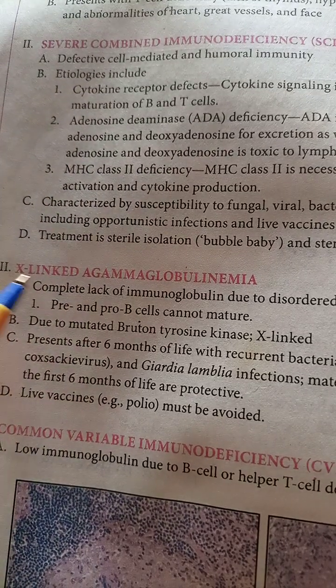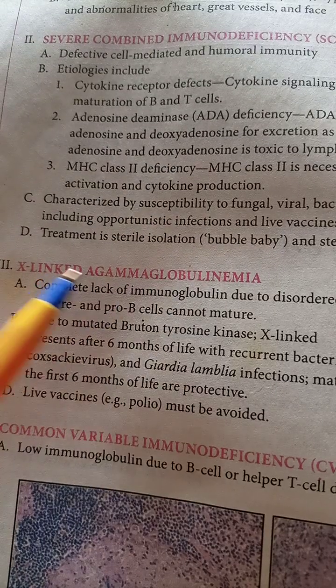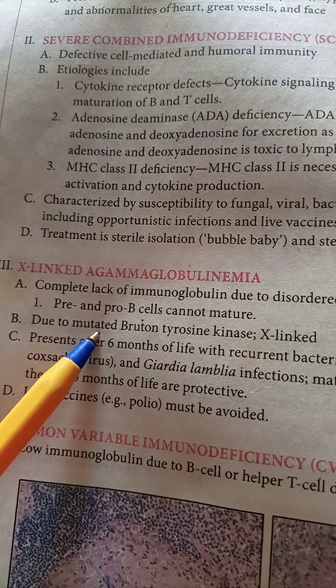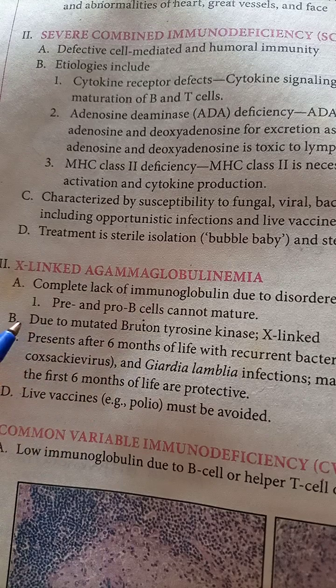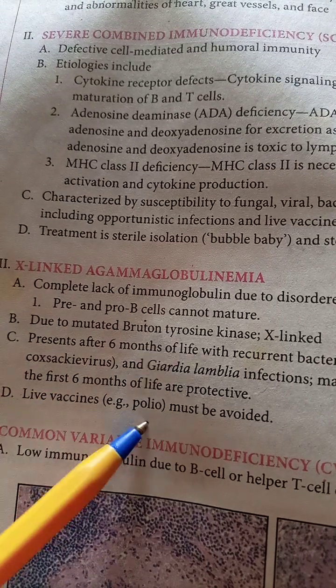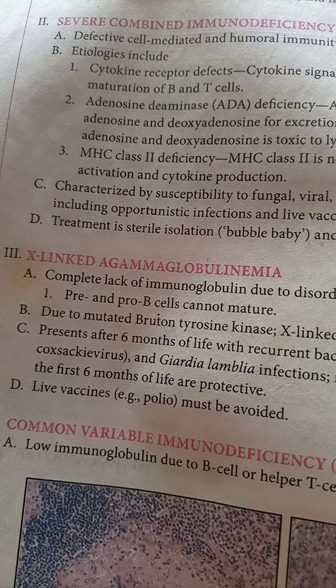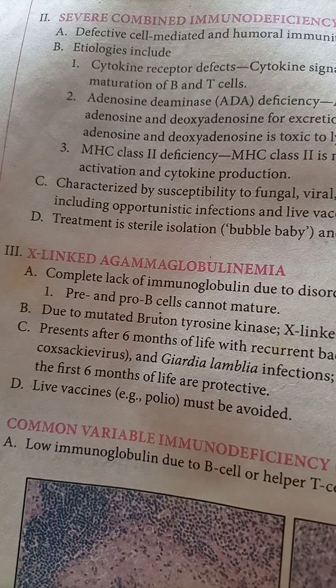Another one is X-linked agammaglobulinemia, in which there is a complete lack of immunoglobulins due to mutation of Bruton tyrosine kinase. It is an X-linked recessive disease, and some vaccines may be avoided, like the polio vaccine. So these are some of the immunodeficiency syndromes associated with this.